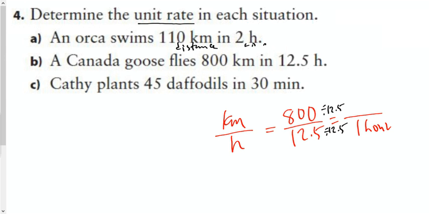And 800 divided by 12.5, if I remember correctly, because we did this question yesterday, is 64, right? So therefore, the Canada goose is flying at an average rate of speed of 64 kilometers per hour, which is quite fast.